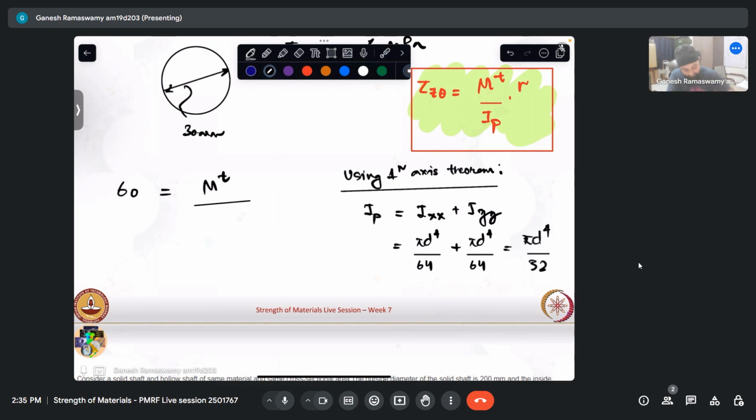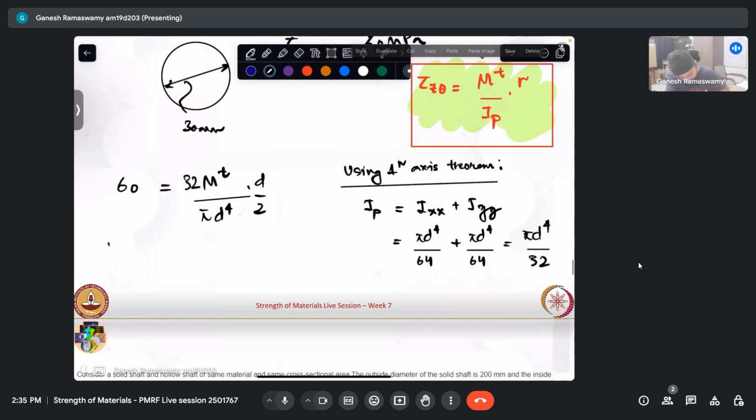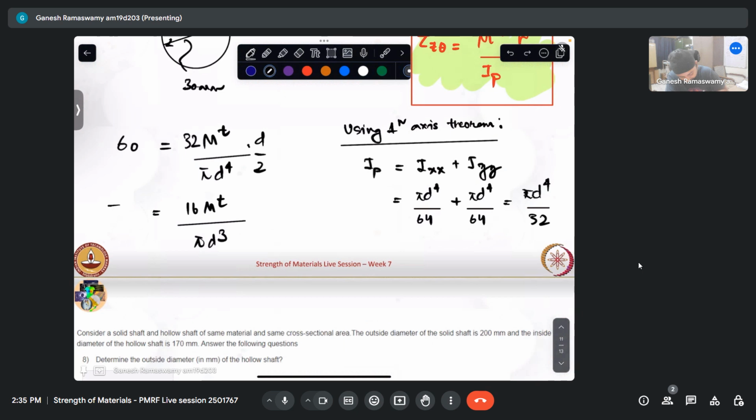So this is pi d power 4 by 32 into r. R is nothing but d by 2. So therefore what do I get? 60 is 16 Mt by pi d cube. If I don't replace this with 60 and rather say just tau max, this is a very celebrated expression for shaft design.